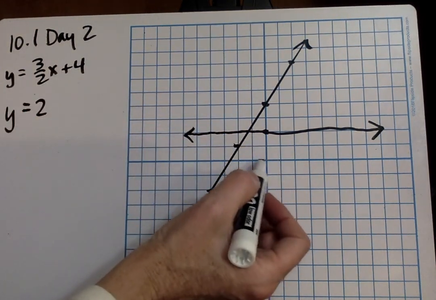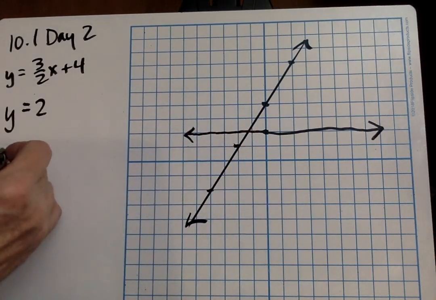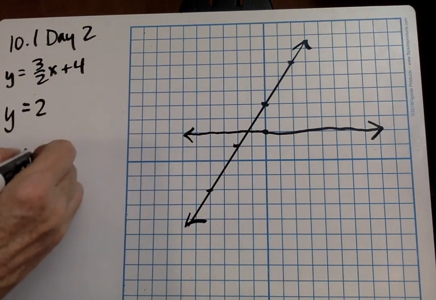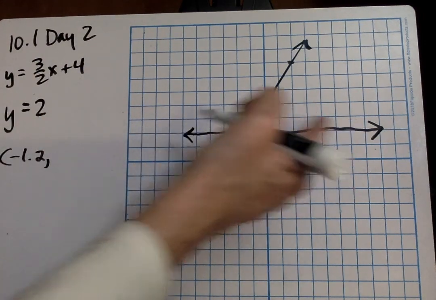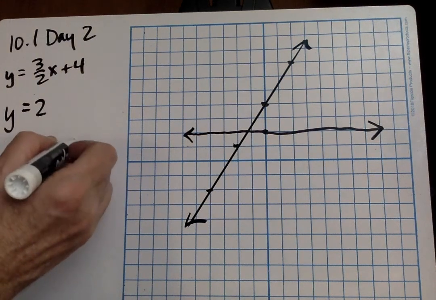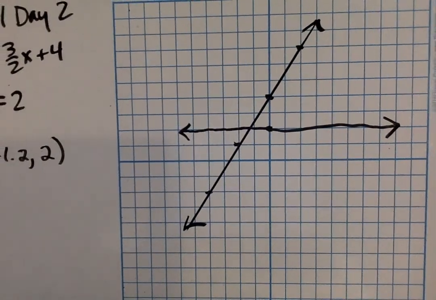Okay? Now we're going to estimate that point right there. So it's about negative 1.2, comma, and it's up 2 because that's got to be 2 all the way across. And we're done. So again, this whole page, there will not be exact numbers. We just got lucky on the number 2.